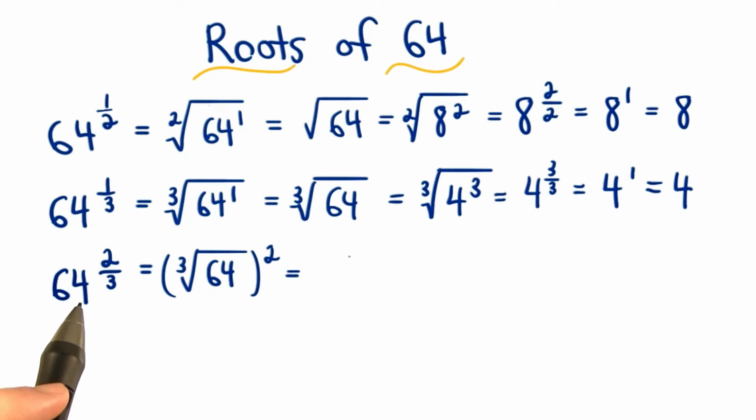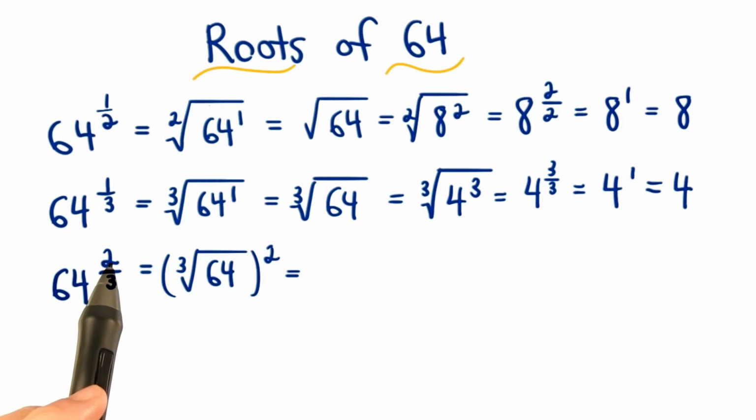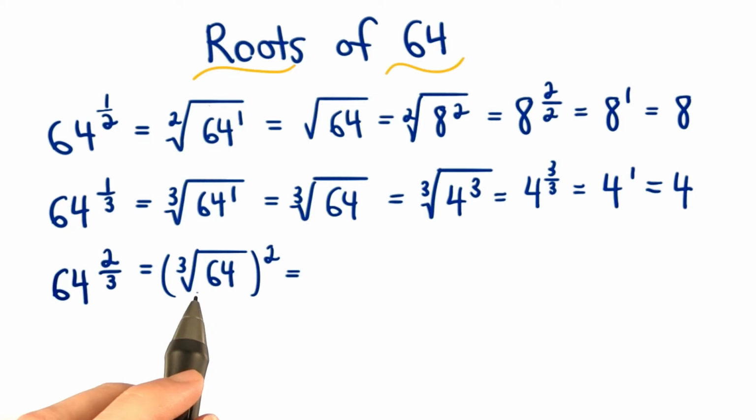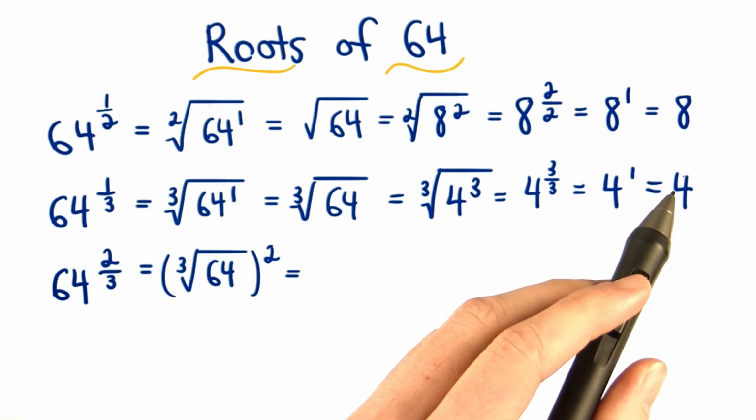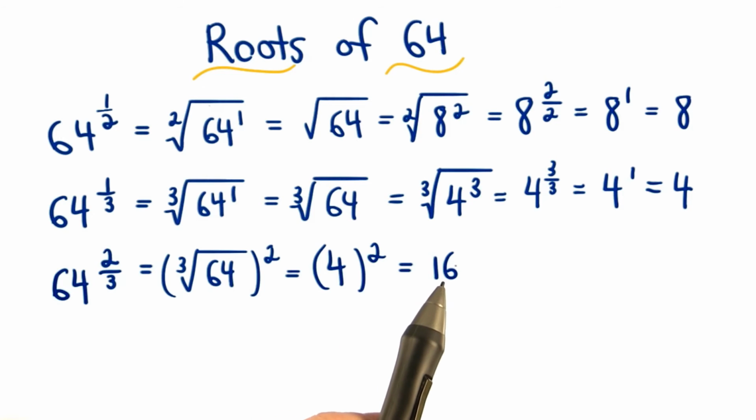For this third one, we're going to have the cube root of 64 squared. This is our power of 2, and this is our root of 3. We know the cube root of 64 is simply 4, so we're going to have 4 squared. This gives us a final result of 16.